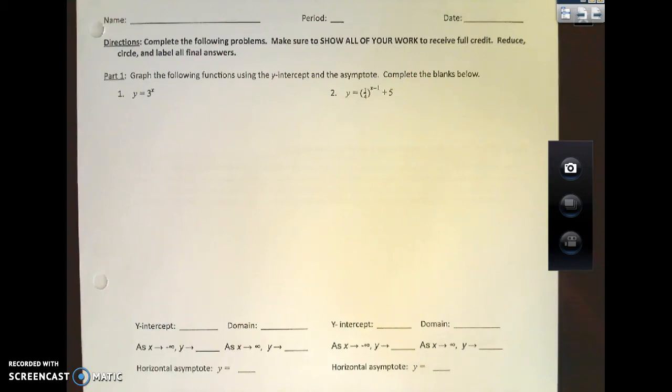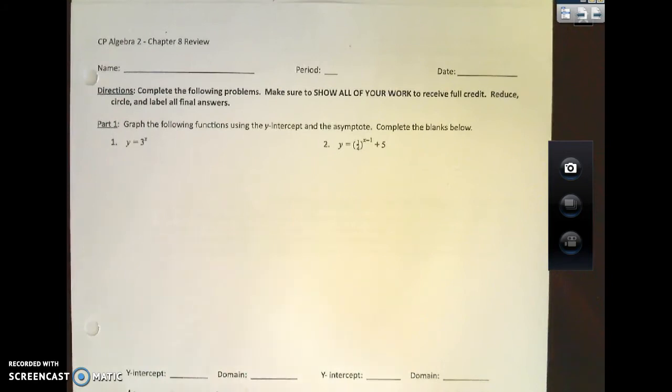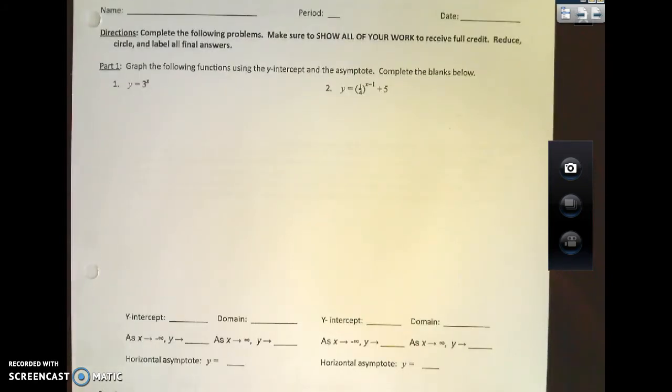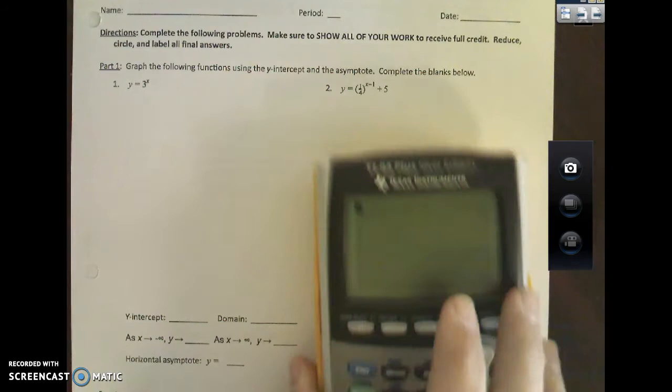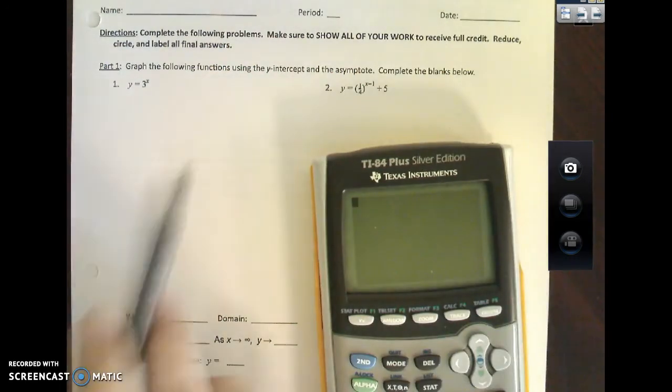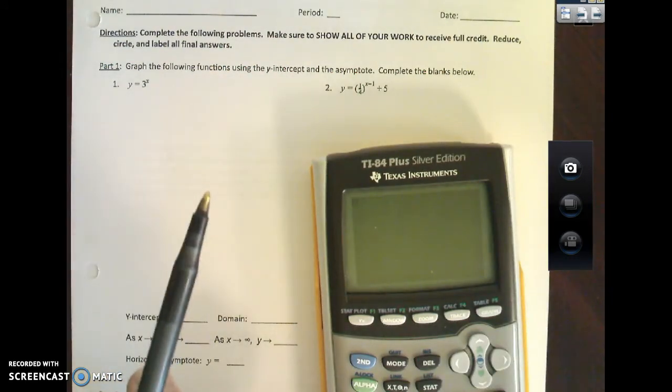Alright, ladies and gentlemen, here we go. We're going to be taking a look at our Chapter 8 review, which is on logarithms, exponential growth, decay, and so on and so forth. Let's get cracking. Graph the following functions using the y-intercept and the asymptote.